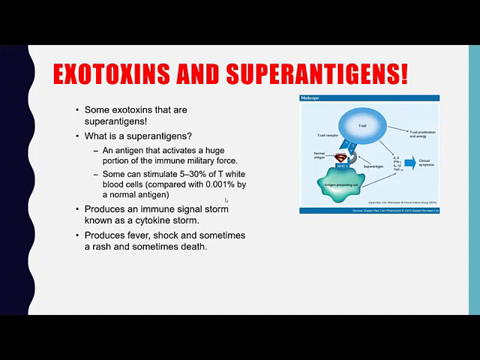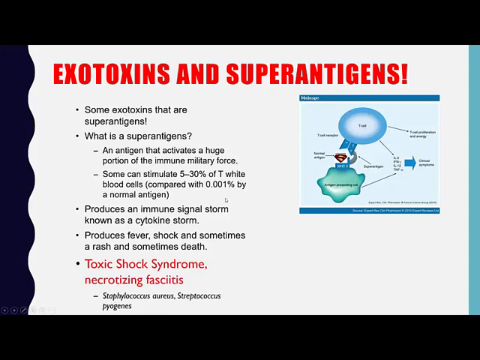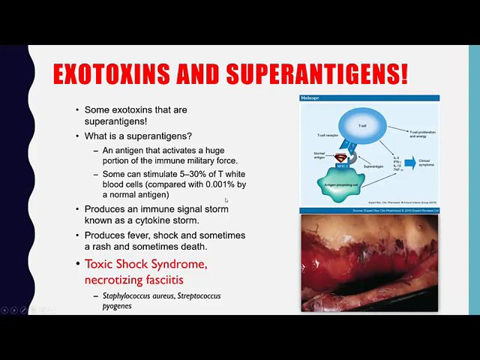That's how bad this is. So when there's a super antigen, the body's immune system goes so crazy. You get fever, shock, and sometimes a rash, but it can result in death. This is what toxic shock syndrome is, and necrotizing fasciitis. So this is what's going on. This is because the immune system is freaking out, with 5 to 30% of the white blood cells going.